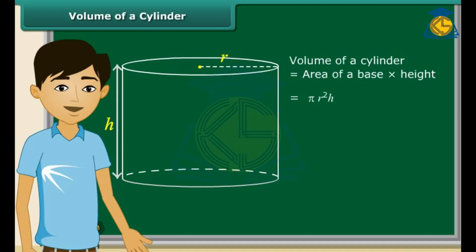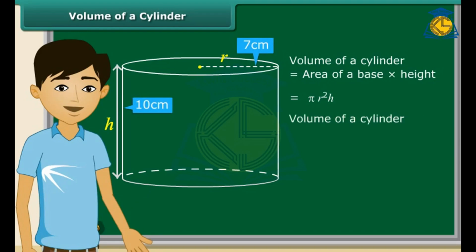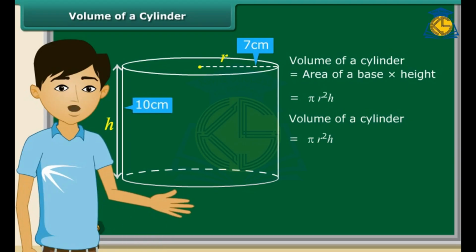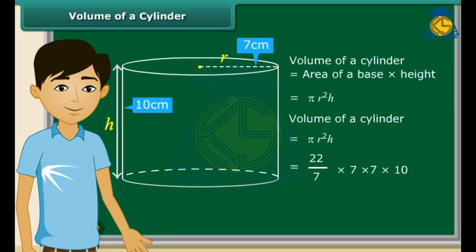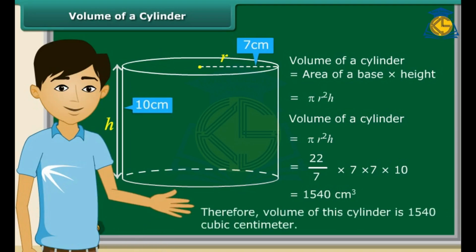We have a closed right circular cylinder of radius 7 centimeters and height 10 centimeters. Let us find its volume. We know the formula for volume of a cylinder is πr²h. Now we need to substitute the values here. So, 22/7 × 7 × 7 × 10. This gives 1540 cubic centimeters. Therefore, volume of this cylinder is 1540 cubic centimeters.